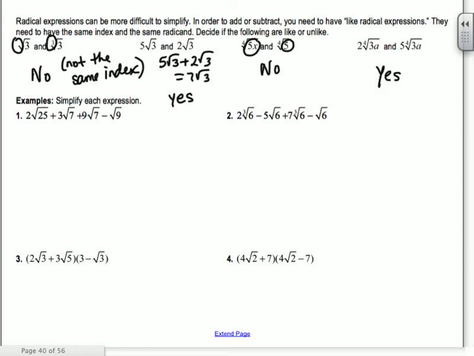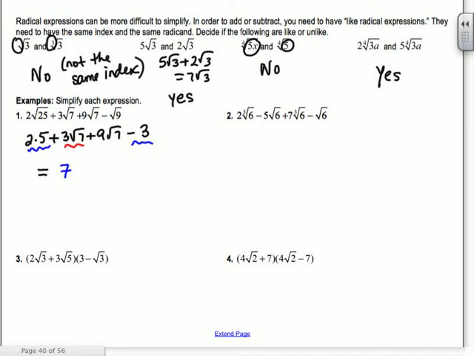All right, so number 1, we're going to simplify each expression. So some of these I can take the square root of evenly. Like 2 times square root of 25 is 2 times 5, right? Square root of 25 is 5. Plus 3 root 7 plus 9 root 7 minus square root of 9 is 3. So I get 10 minus 3. So that's 7.